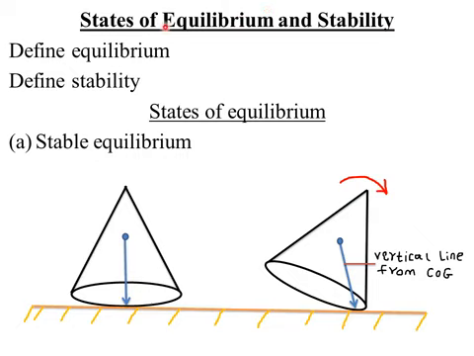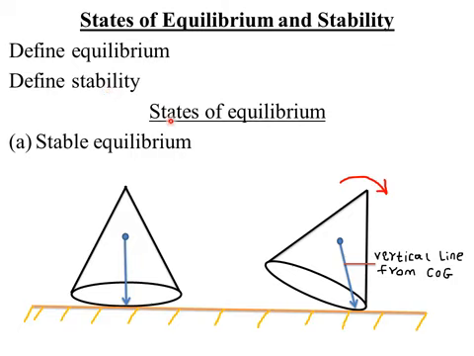Today we'll be discussing the states of equilibrium and stability. First of all, we need to define what we mean by the terms equilibrium and stability. Remember, the word equilibrium comes from the word equal. Equilibrium refers to the state of balance of a body. Then stability refers to how easy or difficult it is for an object to topple over when a force is applied to it.